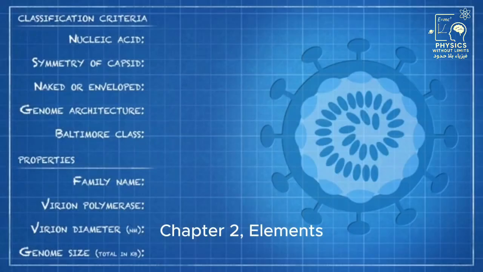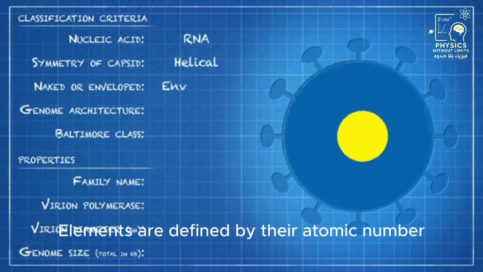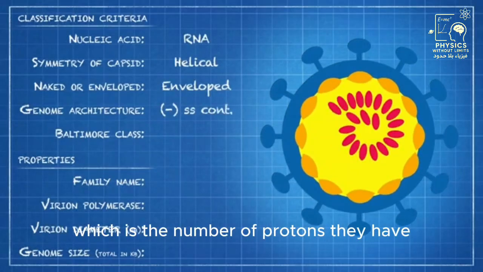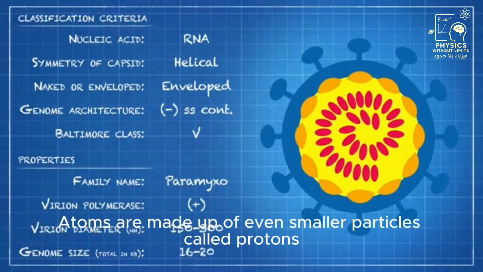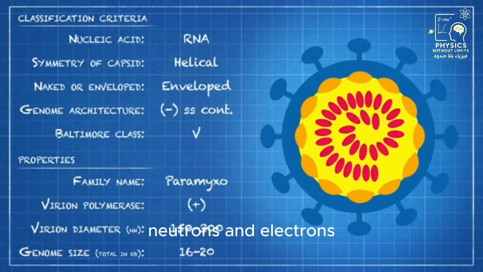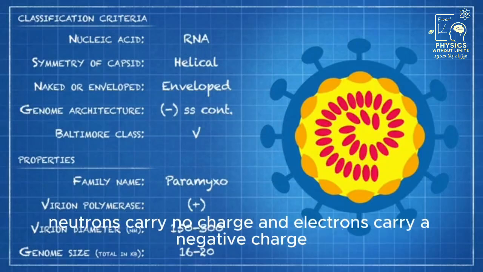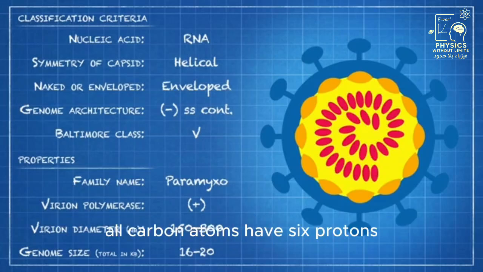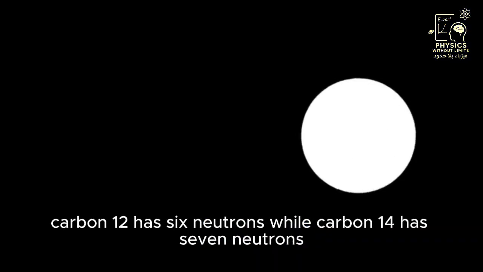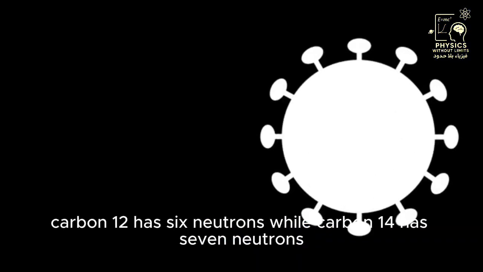Chapter 2. Elements. Elements are defined by their atomic number, which is the number of protons they have. Everything in the universe is made up of atoms. Atoms are made up of even smaller particles called protons, neutrons, and electrons. Protons carry a positive electrical charge, neutrons carry no charge, and electrons carry a negative charge. The number of protons determines the atomic number of an atom. For example, all carbon atoms have 6 protons. The number of neutrons can vary. For example, carbon-12 has 6 neutrons, while carbon-14 has 7 neutrons.